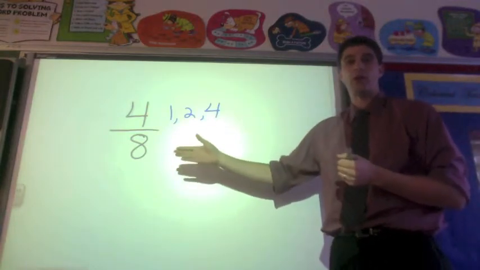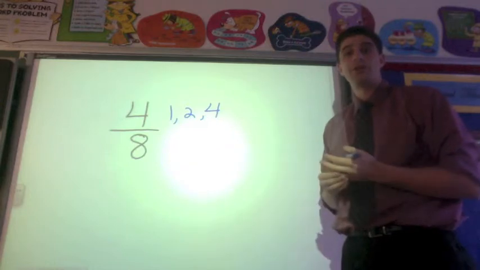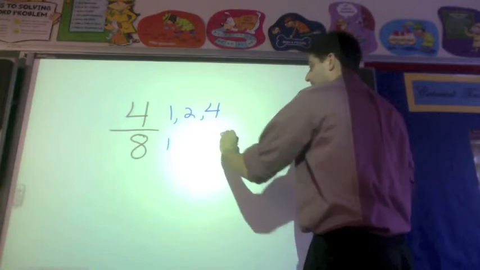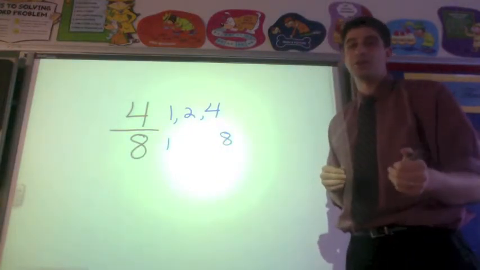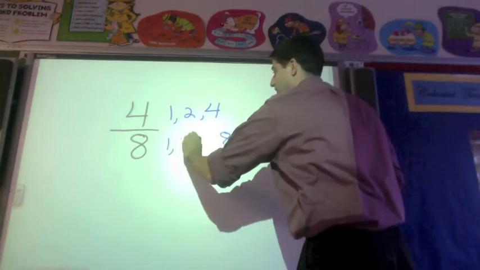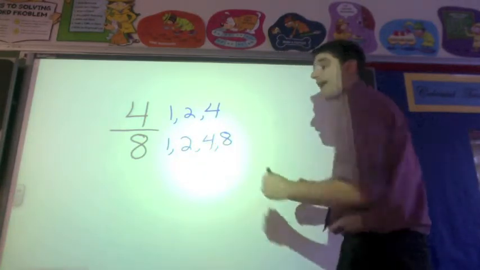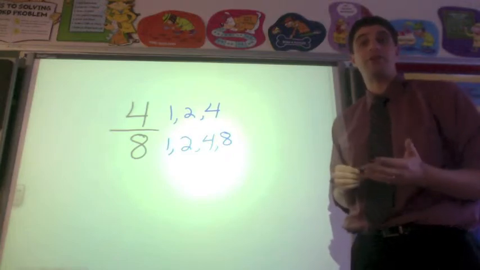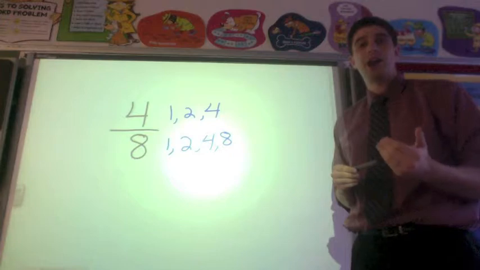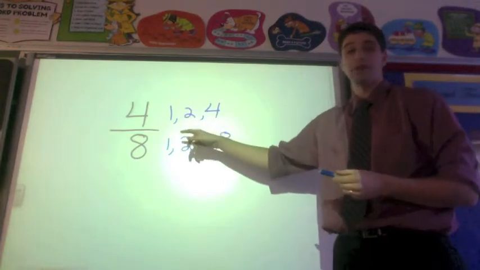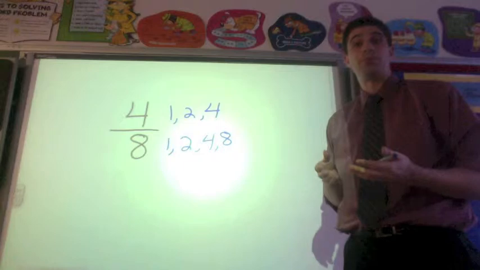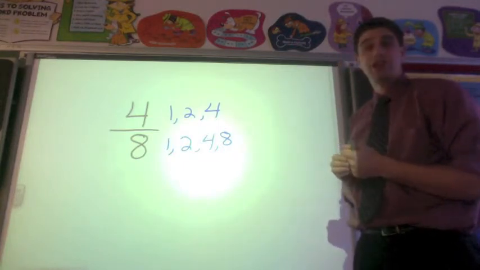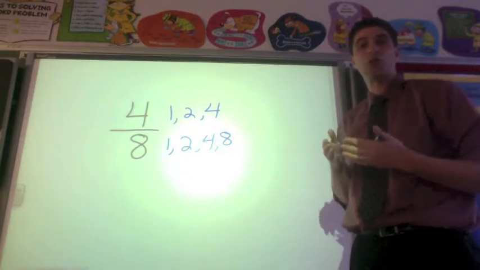And I do the same thing for my denominator. What are the factors of 8? 1 and 8 is definitely a set of factors. And if you said 2 and 4, you're right on target. Now, I have to find my greatest common factor. If the greatest common factor is 1, then I know my fraction is already simplified. But I'm looking here, and I see that 4 and 8 have a factor greater than 1.